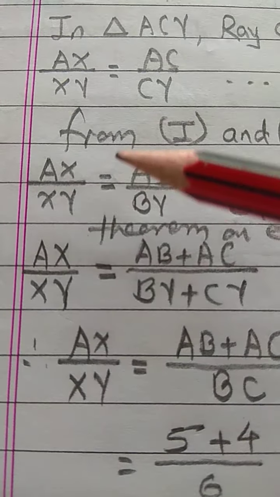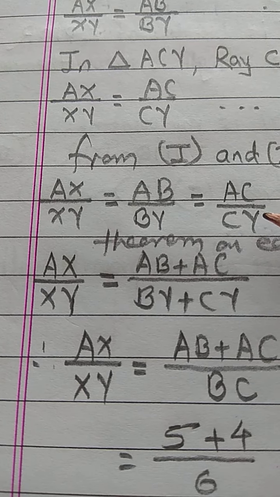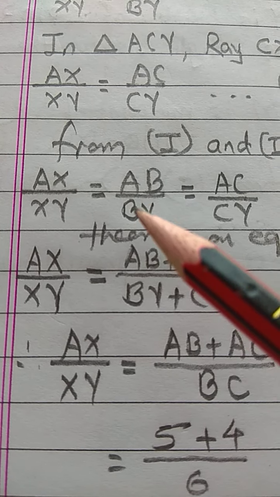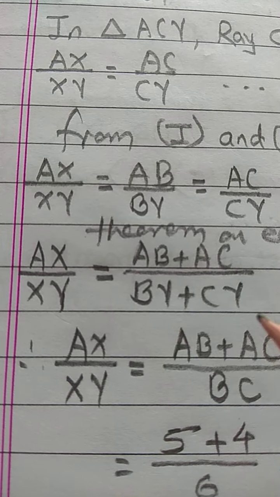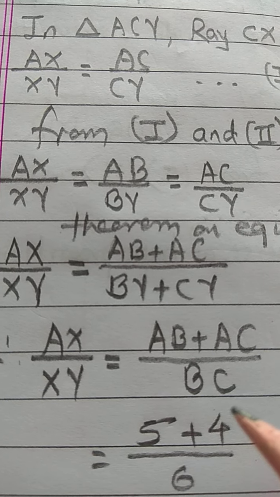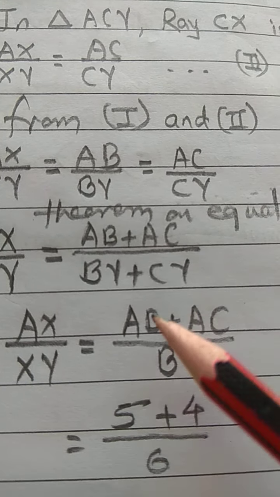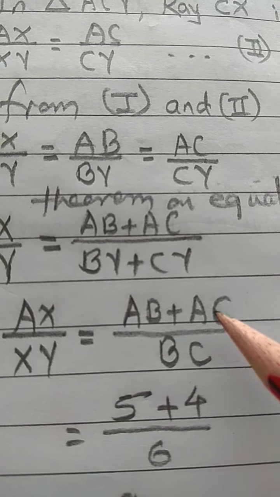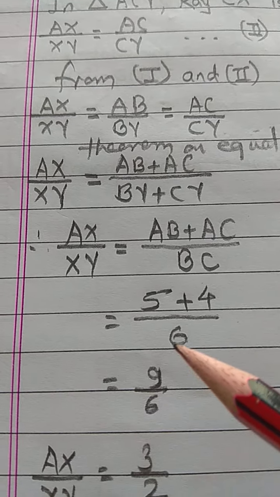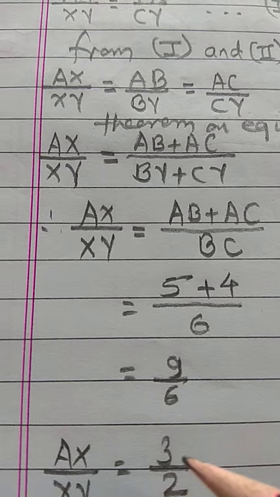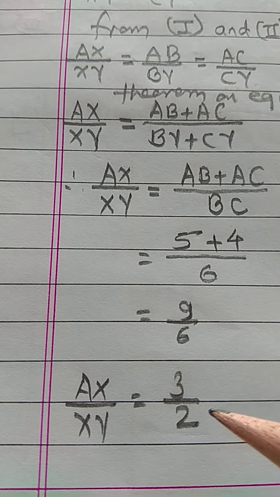See here, once again, AX upon XY is equal to AB upon BY, that is equal to AC upon CY. By theorem on equal ratios, we can write each ratio equal to numerator plus numerator upon denominator plus denominator. But BY plus CY, by observing the figure, is BC. Now we can substitute the values. This is 5, this is 4, and BC is 6. 5 plus 4 is 9. 9 upon 6. 3 3s are 9 and 3 2s are 6. The ratio AX upon XY is 3:2.